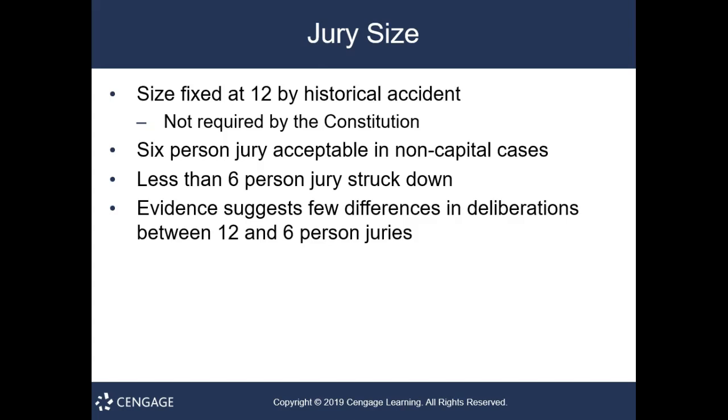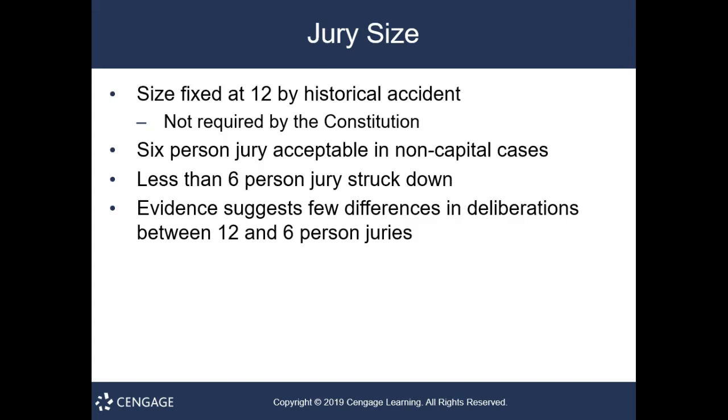And so a 6-person jury is acceptable in non-capital cases in the federal world. That may not be true under state constitutions where they may require 12. But juries of less than 6 have been struck down, so you have to have at least 6.